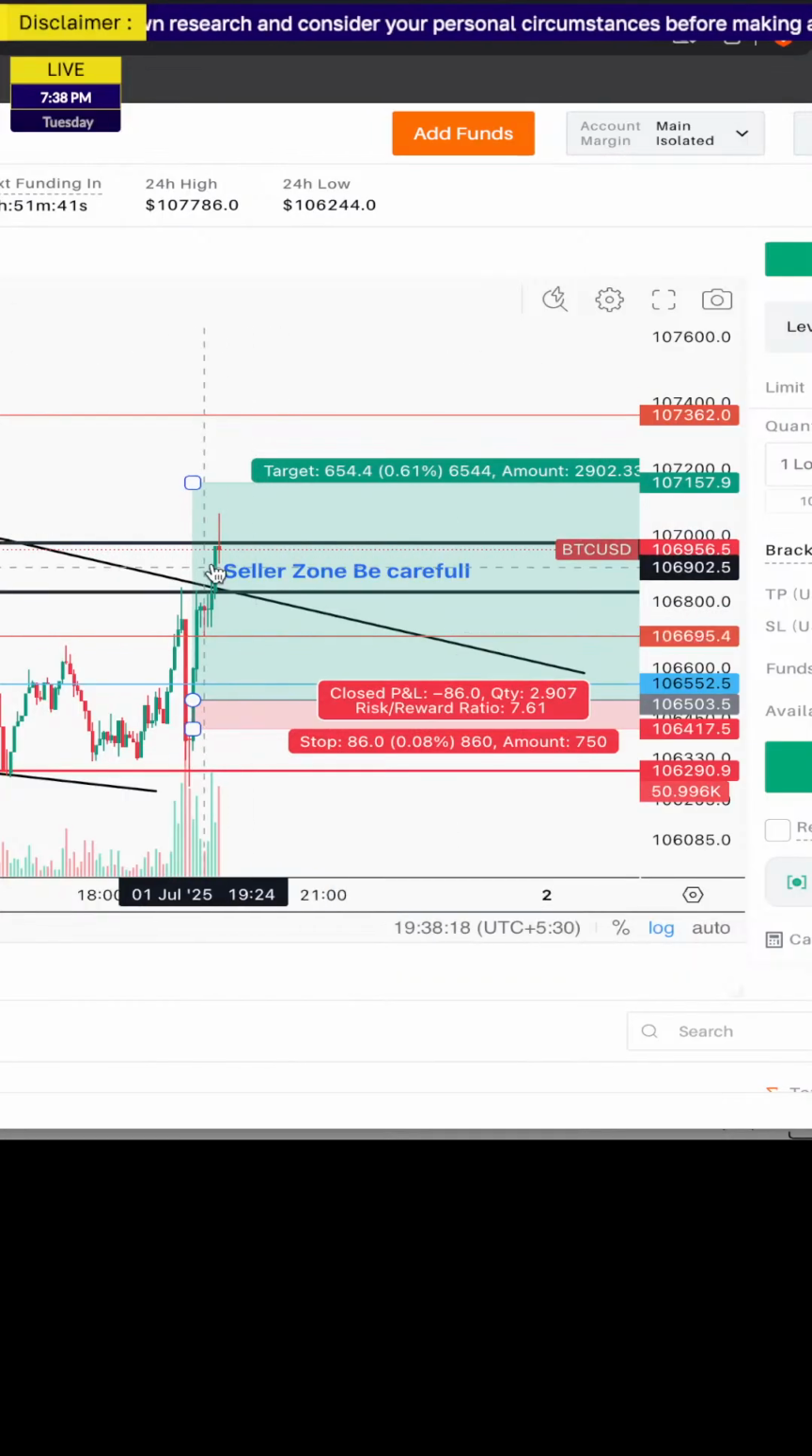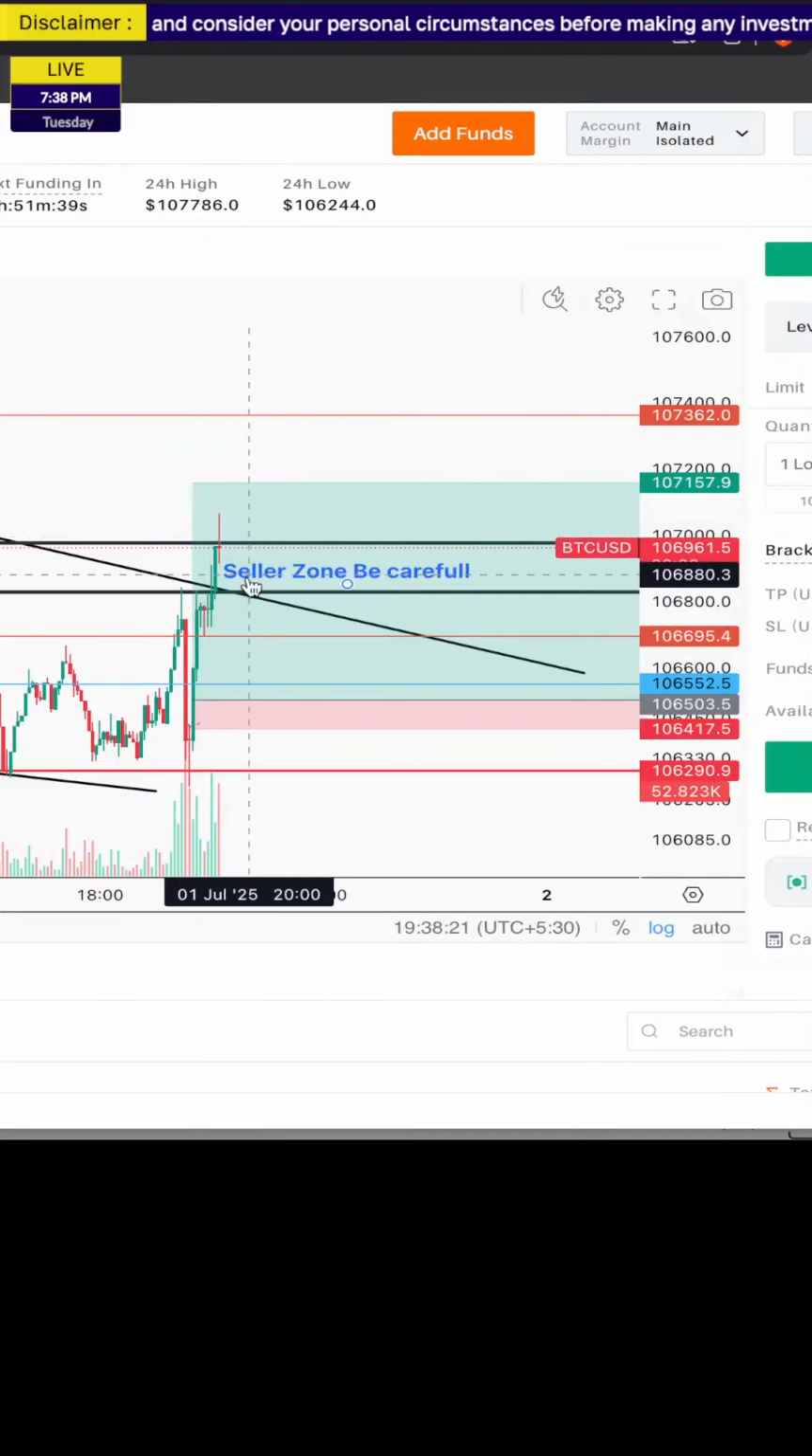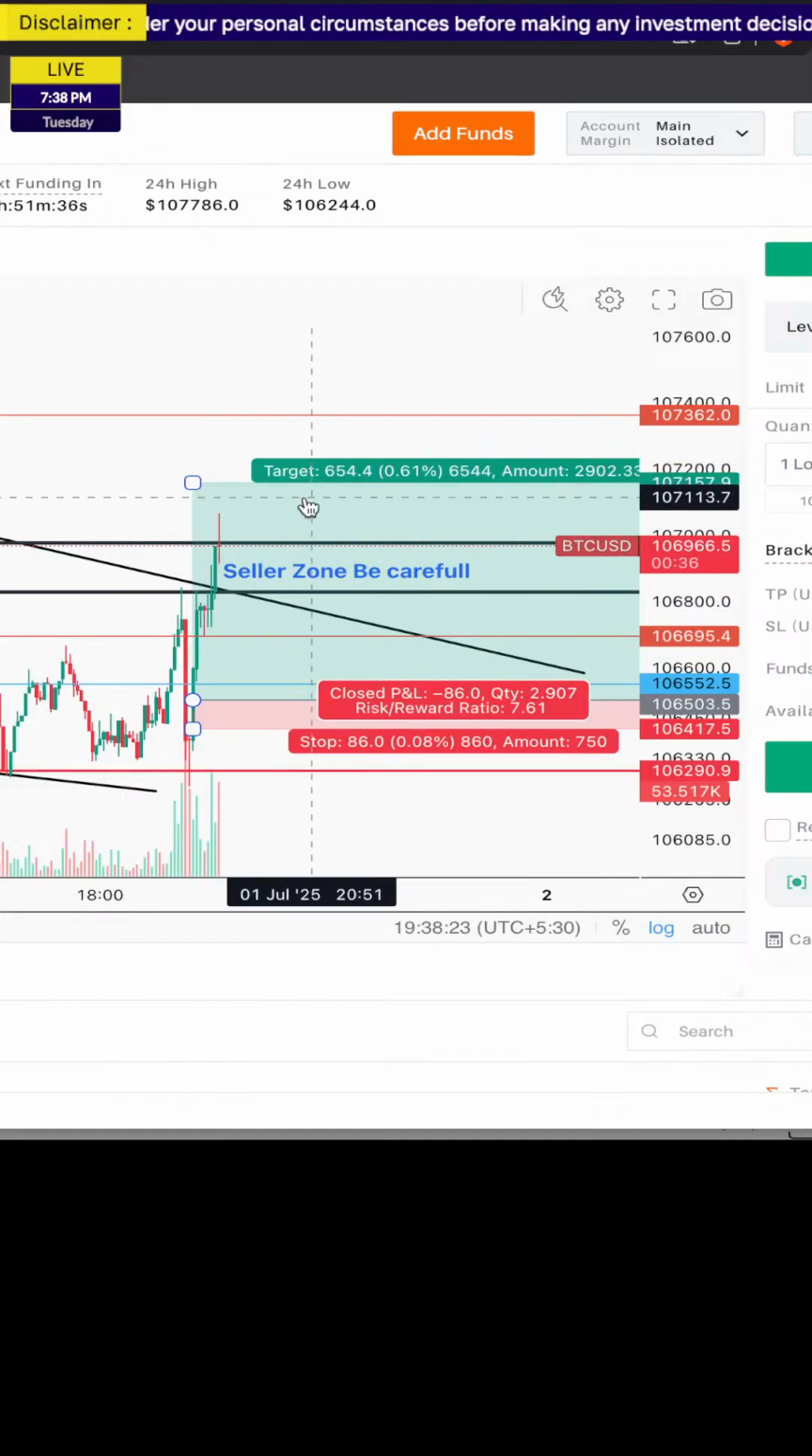See, this is an important zone. Like I said, whoever wants to book profit, you can book here. The market is very close to this resistance. You want to book also, you can book.